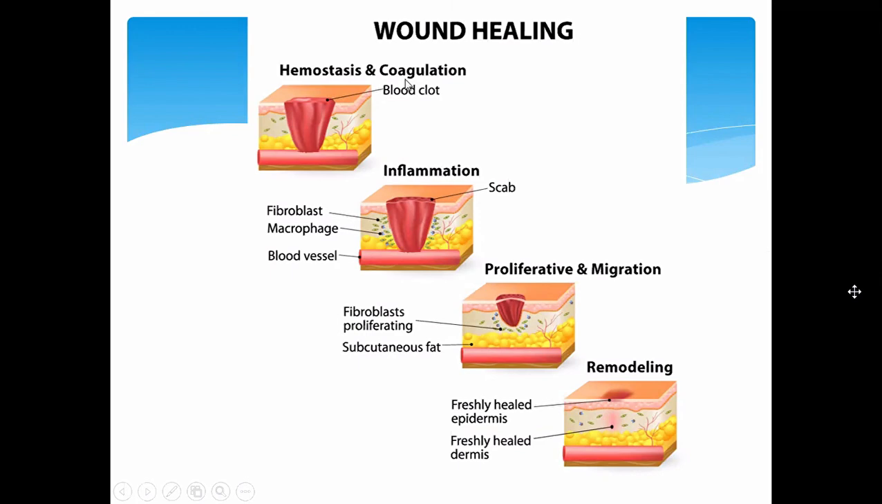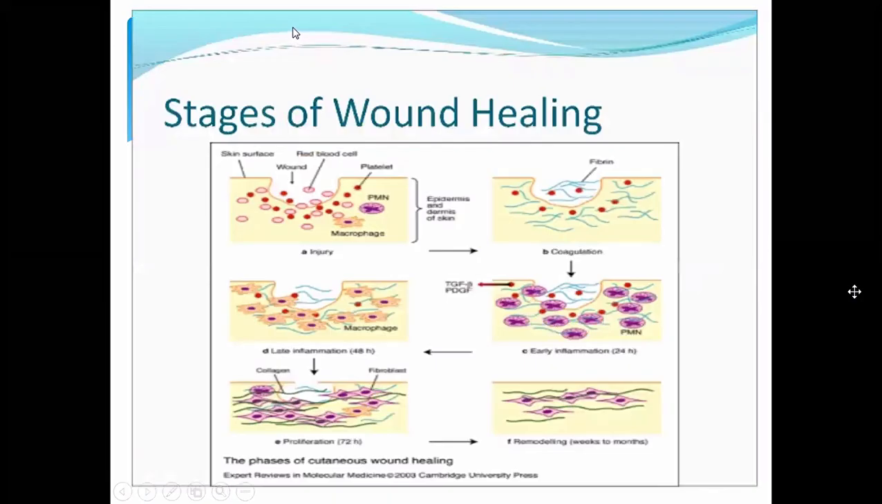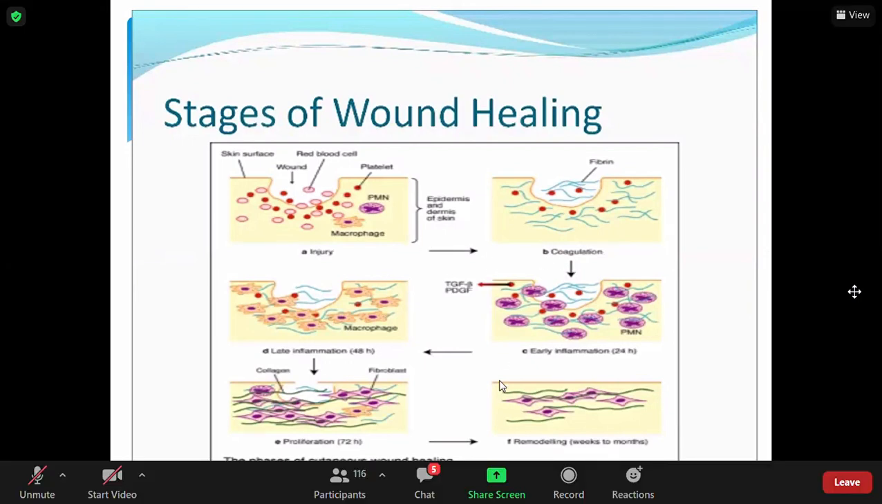Stages of healing, you have this in your book. You have first your injury here. You have your coagulation, and then you have early inflammation, and later, late inflammation. You have prothrombin. And then you have your remodeling or the maturation. These are all in your book. Kindly read them.